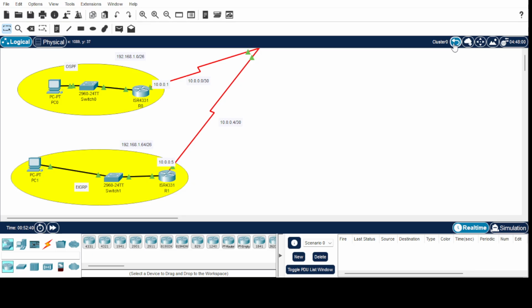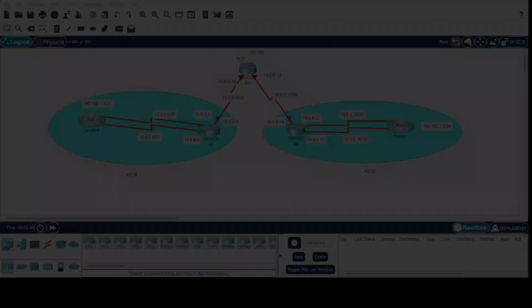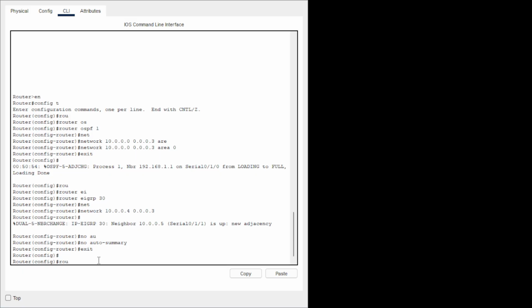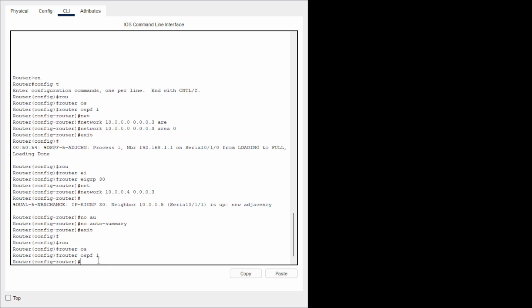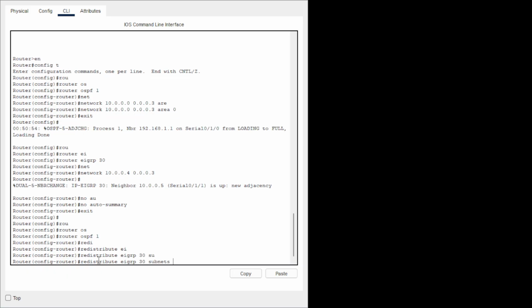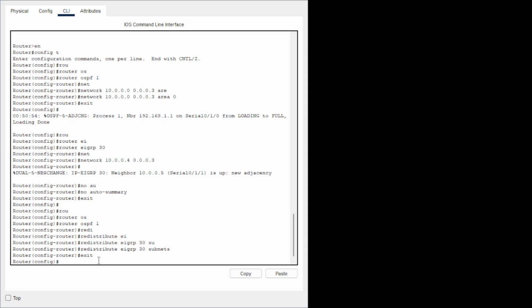For that we have to go to our edge router and let them know one another. So router 2, bringing back the main screen of router number 2, here. Let's do router OSPF process ID 1 and redistribute the EIGRP ASN number 30 with subnets. And before that I will define the same in the EIGRP.